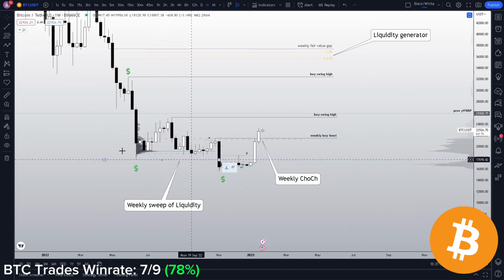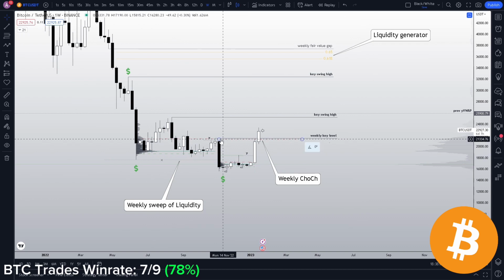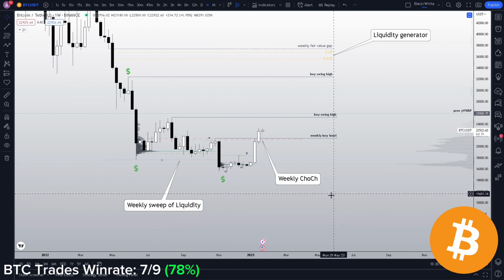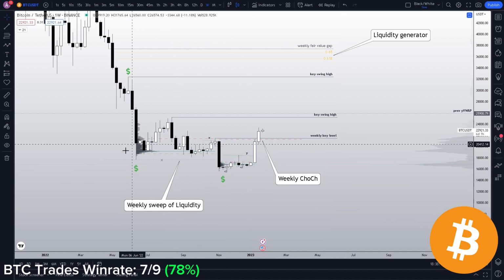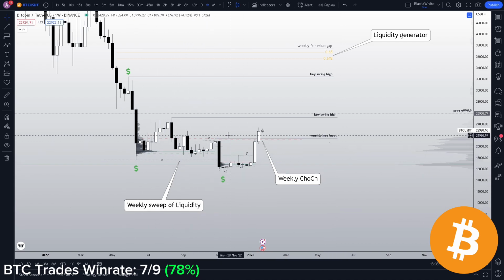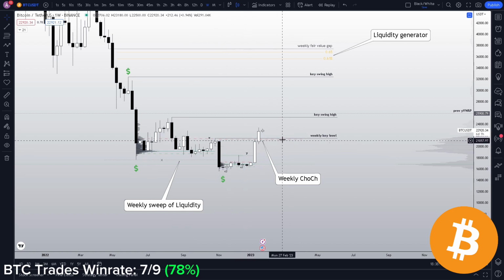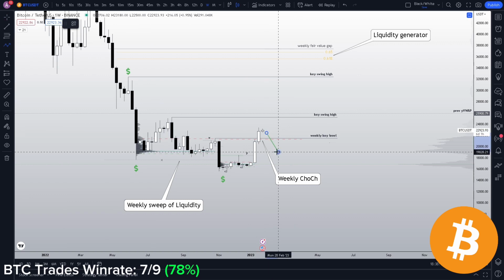So we've had our sweep of liquidity here, and now we've just had our weekly change of character. And what this means is that we've generated a new zone of demand and had double confirmation. So this is single confirmation, which is a sweep. The change of character is double confirmation, and triple confirmation would be a tap into demand. So price action that looks like this.